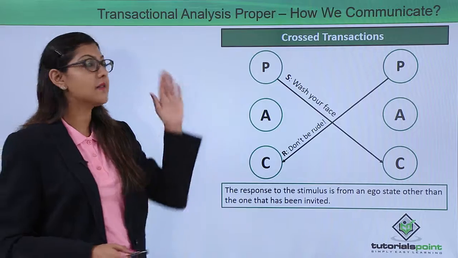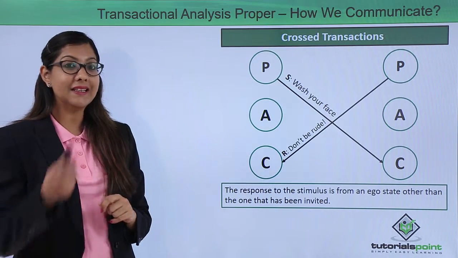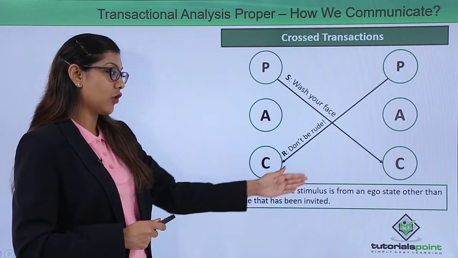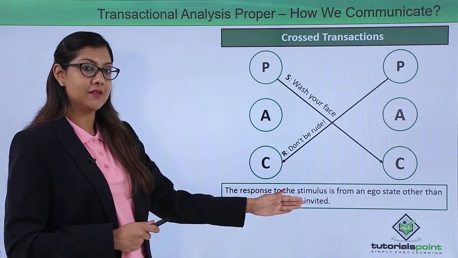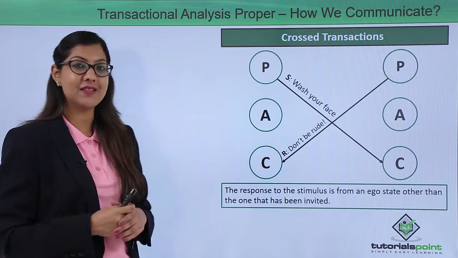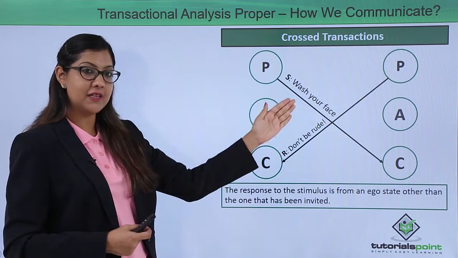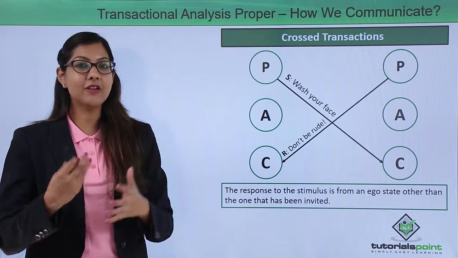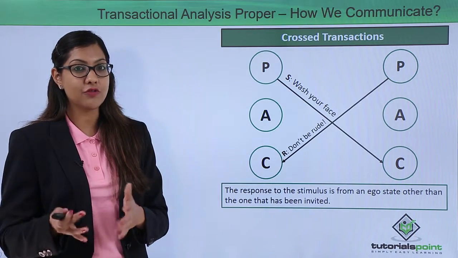The next one is cross transactions. In this particular one, it is a little different from the earlier one, wherein the response to the stimulus is from an ego state other than the one that has been invited. And here the person really talks from an ego state rather than a complementary state. Example, person A says, wash your face, and person B says, don't be rude. So basically, you are giving an answer from a different state.